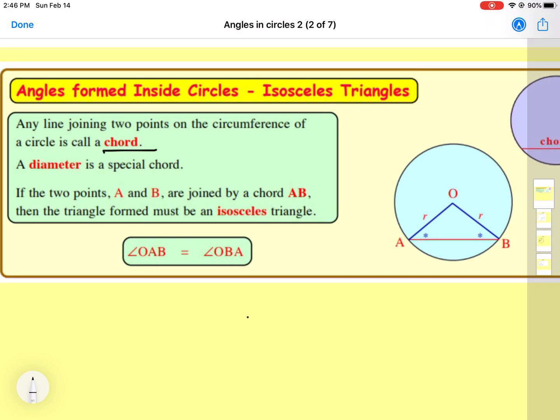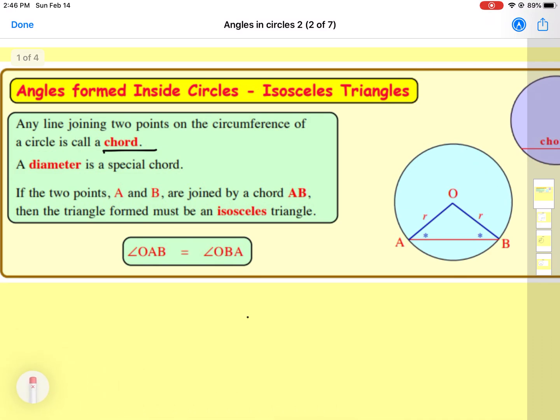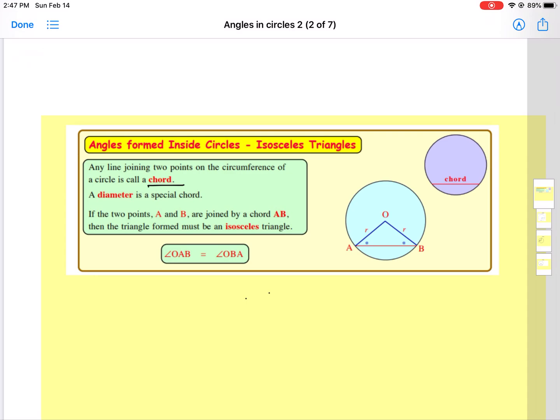So it's still a chord, but it just has a special name because it has other conditions on it as well. So another chord of this circle might be up there, or another one might be along there, as long as the straight line joins 2 points on the circumference of the circle. Now, that definition is not necessarily something that we have to know just now, but it's part of the circle, so that's why it's mentioned in this slide.